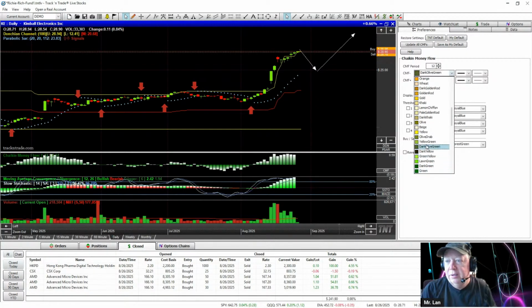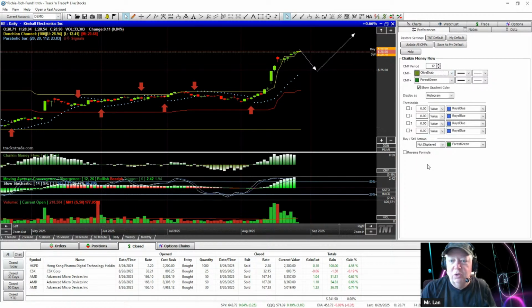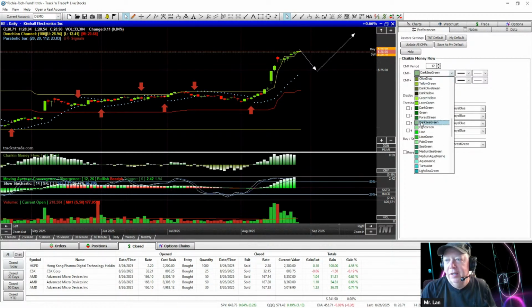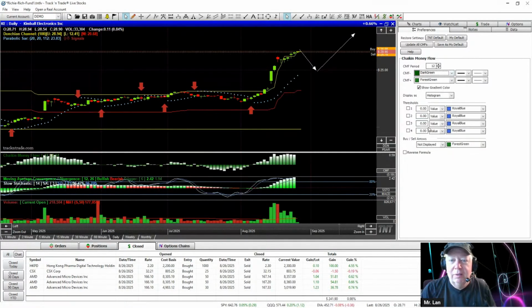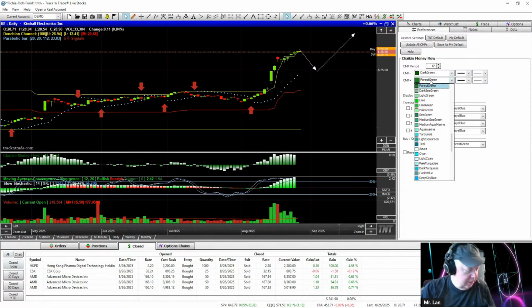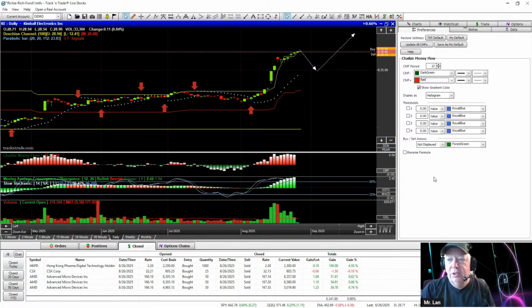I want it like this. Let's do some drab olive. No, that's too ugly. No wonder they call it drab olive. We'll do green here and red here. That's the way it should be. All right. Save, update. So they got the colors backwards. You can do what you want. I can't change that. I'm going to save as my defaults. That's how I want my chalk and money flow. Save as my defaults. Update all CMS.